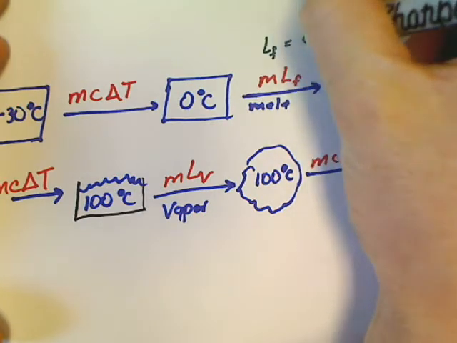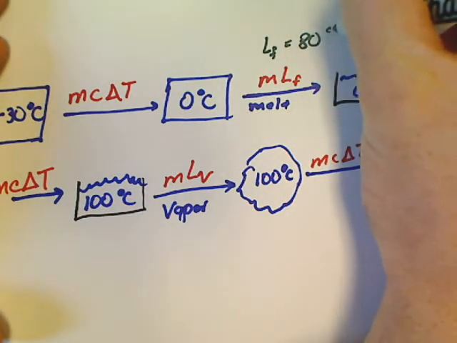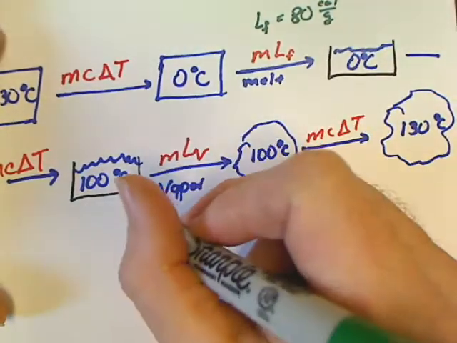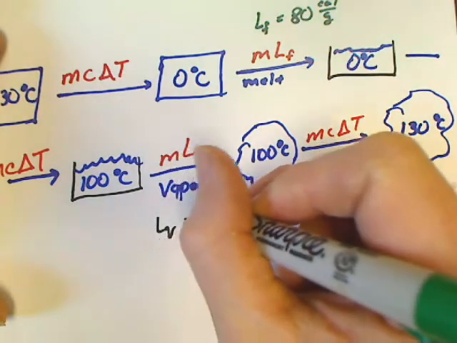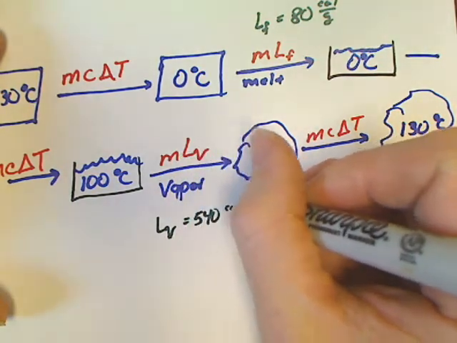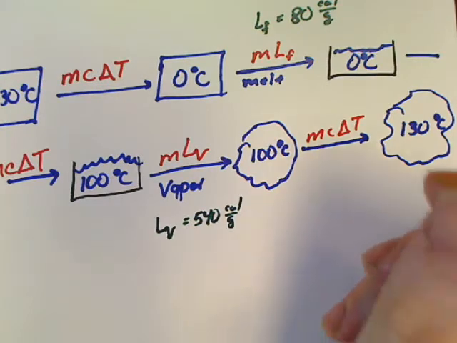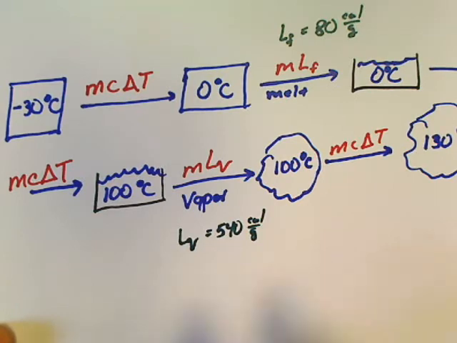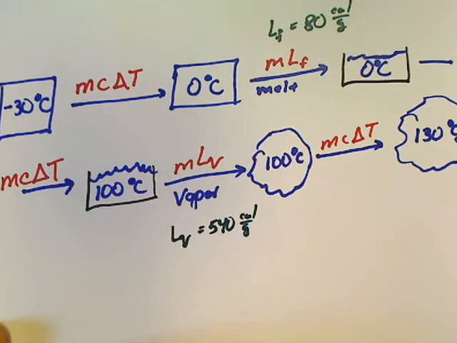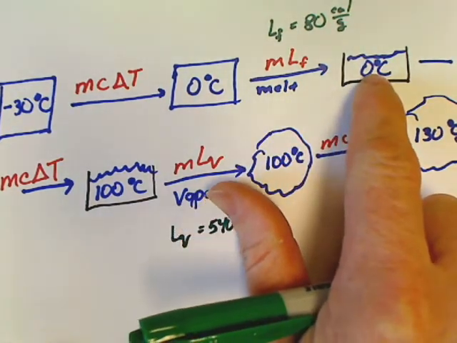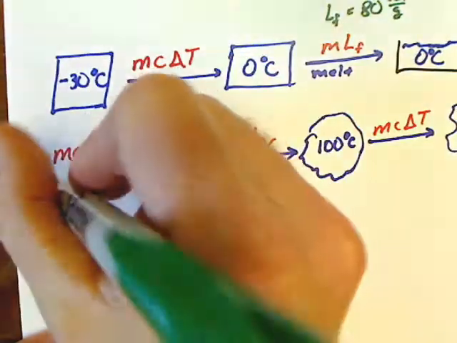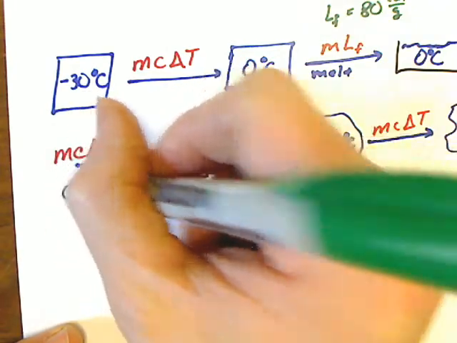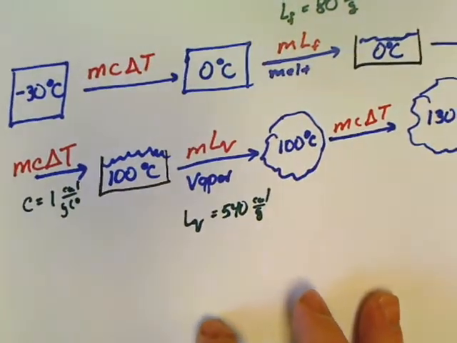LF, well, if this is water, I already know that LF is 80 calories per gram. Once again, if this is water, I know what LV is. LV is 540 calories per gram. So there's a couple of things that we kind of know here. We know what C for water is, don't we? So when I'm heating this water from 0 to 100, I know that C is going to be 1 calorie per gram Celsius degree.